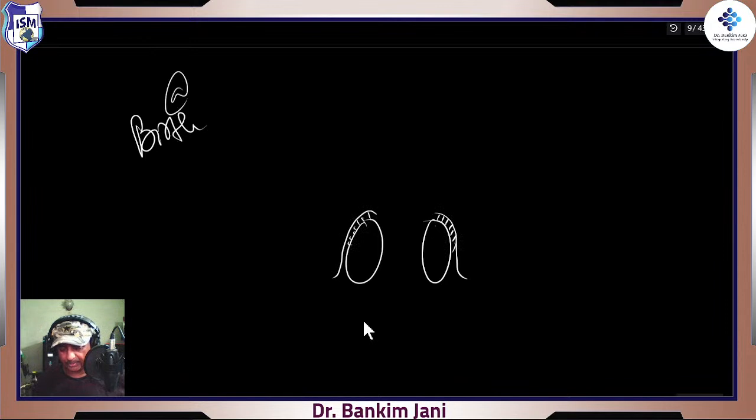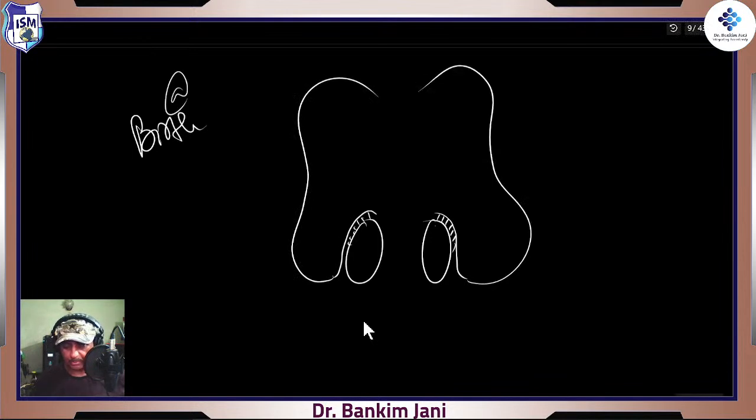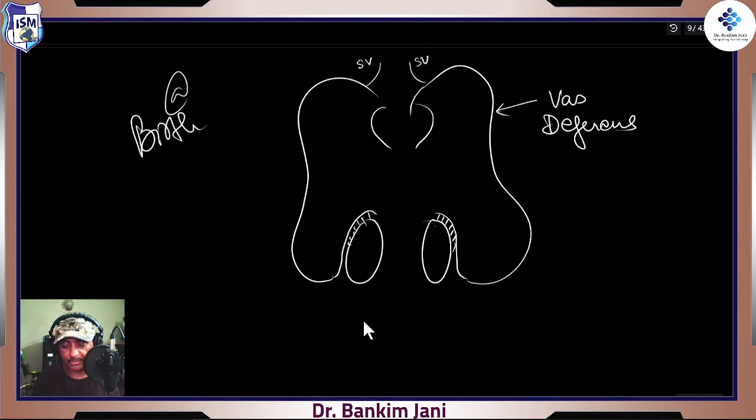This is just a symbolic drawing, and then they take a turn and go up. Then there would be the seminal vesicle over here. This is what is called the vas deferens, which will be carrying the sperms. Over here there would be the prostate. These are the ejaculatory ducts, and they will be landing into the urethra.